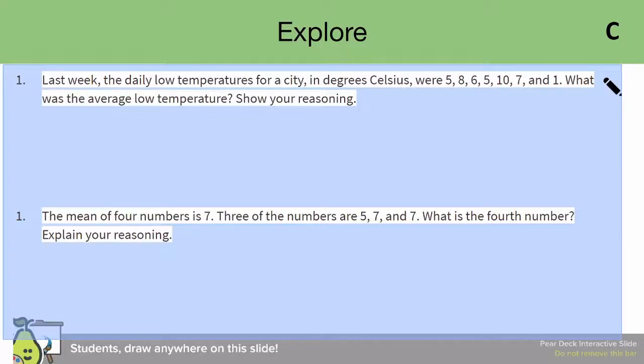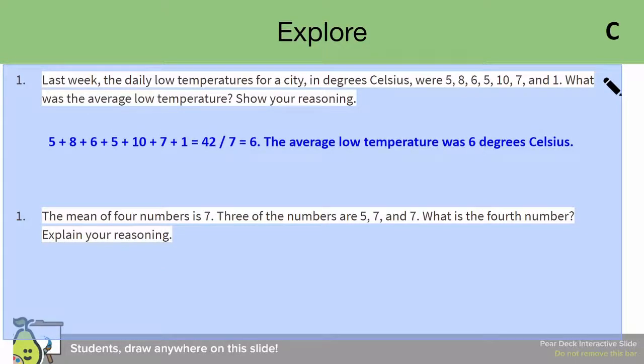All right. Okay, so what I want you to do here is to please pause this video and try to answer this question by yourself. All right, welcome back. If you took these values and added them up, 5 plus 8 plus 6 plus 5 plus 10 plus 7 plus 1, and you got 42, then you took that number and divided it by 7 because we have 7 numbers here. 1, 2, 3, 4, 5, 6, 7. And you got 6, and you said that the average low temperature was 6 degrees Celsius, then you are correct. Good job on that one. Let's move on to the next question.